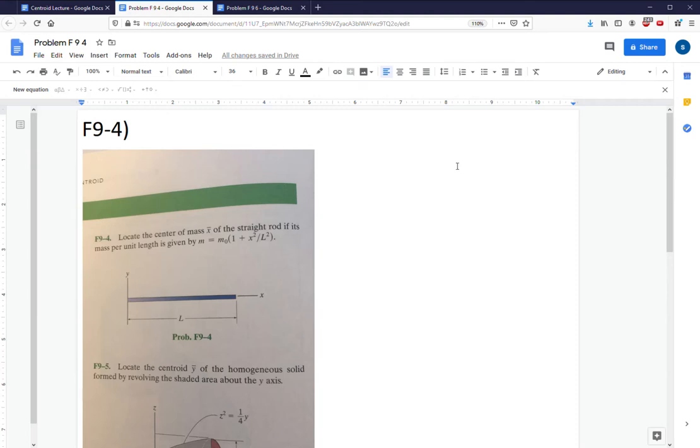F94. Locate the center of mass x bar of the straight rod if its mass per unit length is given by the formula m is equal to m naught times 1 plus x squared over L squared. So here's our diagram. Our bar goes from x equals 0 to x equals L, and it has this mass density function, or mass per unit length.